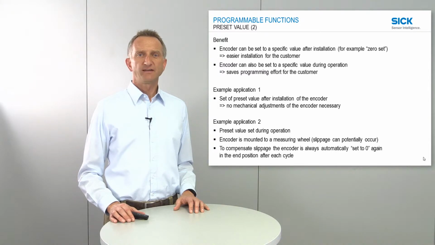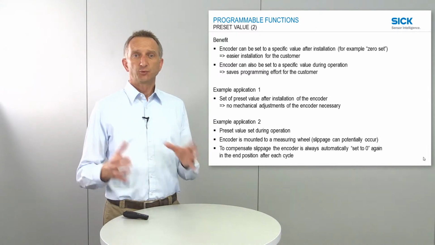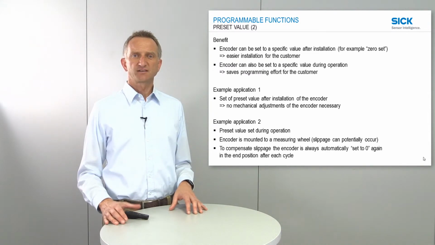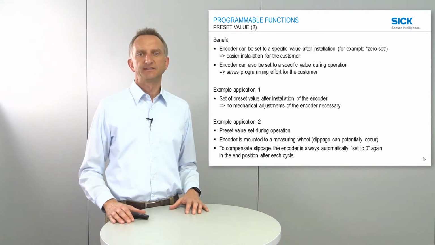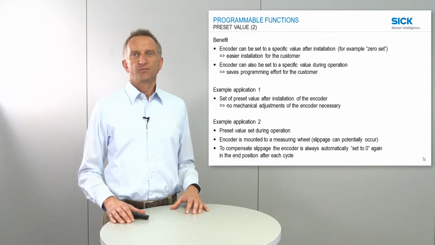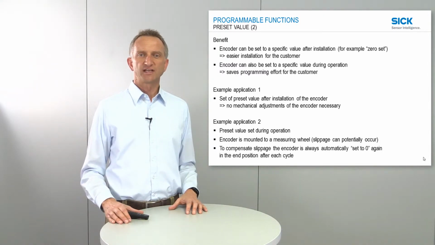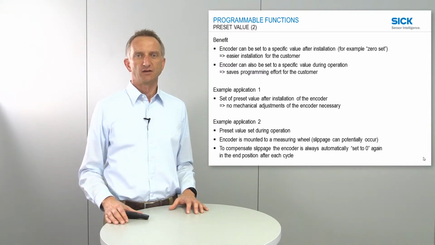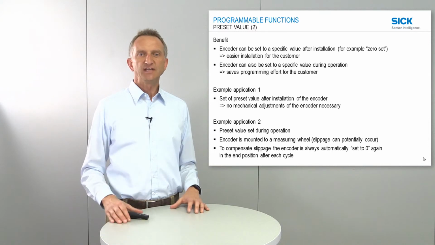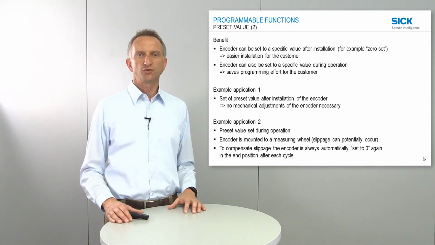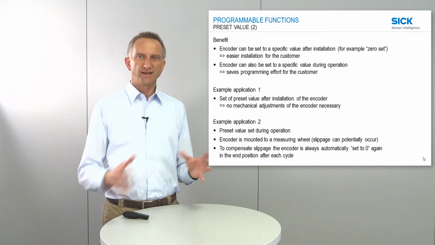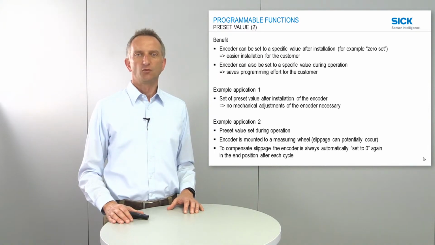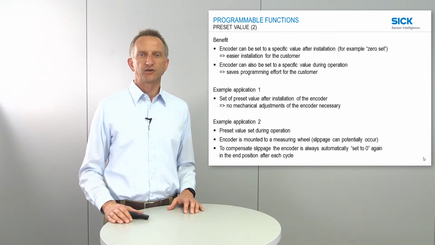One of the important benefits is that the preset value, so the starting value for the application, can be set after the mechanical installation. So during installation, the operator does not need to worry about the encoder position, the position of the encoder shaft. It's very easy to straightforwardly do the mechanical installation, and then once everything is set, use the preset function in order to assign the correct and desired starting position.